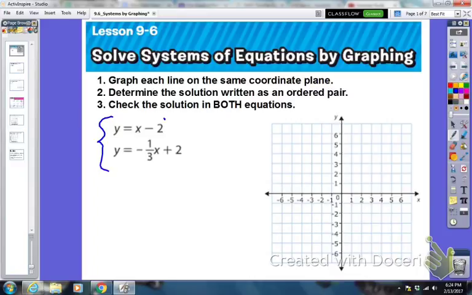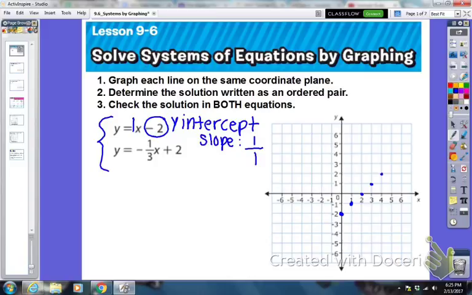Our first point comes from this -2, and that is your y-intercept. So on the y-axis, we're going to go down to -2, and that is our first point. Then the slope here is the number in front of x, which is 1. So the slope is +1. Normally it's rise over run, so I put 1 over +1, which means from this -2 point, you rise up 1 and run to the right 1. I'm going to continue that pattern until my points are off my graph.